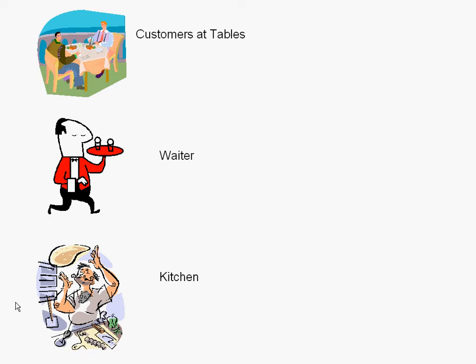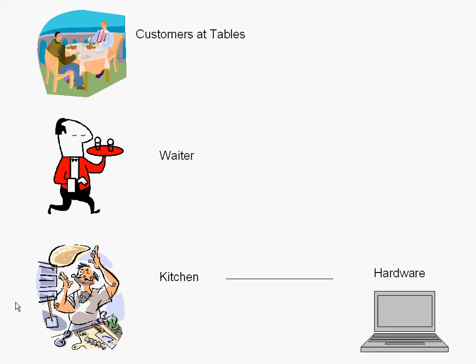Before we talk about computers, let's talk about something we all understand and enjoy, and that is restaurants. In a restaurant, we have customers at tables, we have a waiter that's bringing food back and forth and drinks, and we have the kitchen where food is being made. And it turns out this analogy is very close to the way computers operate.